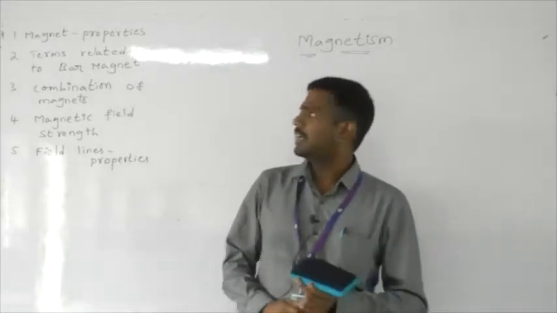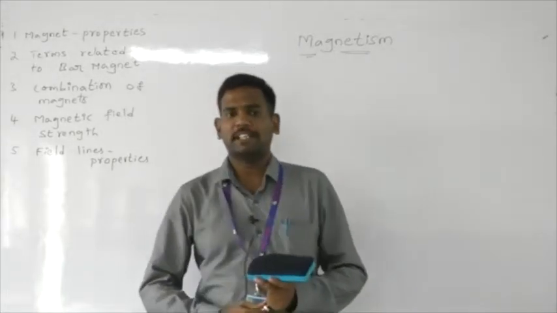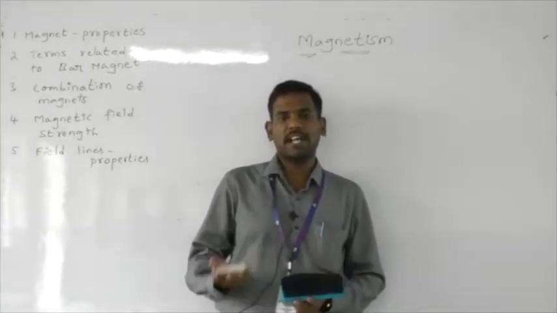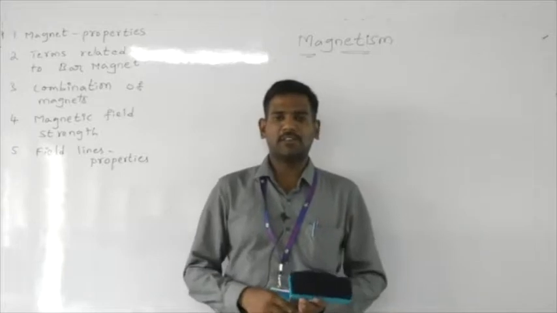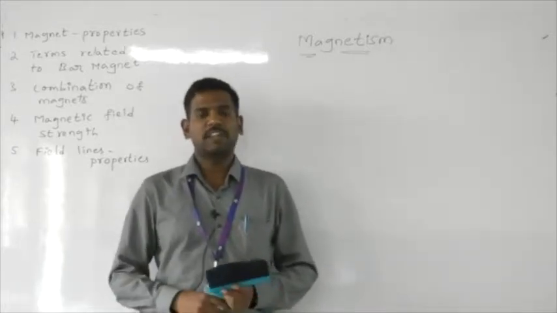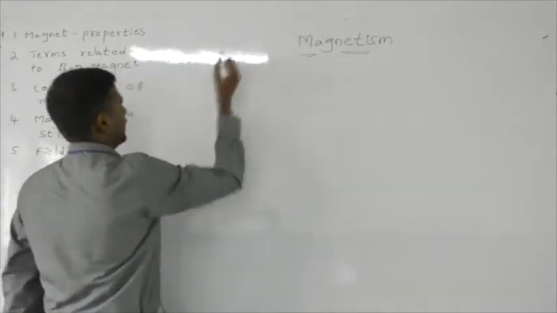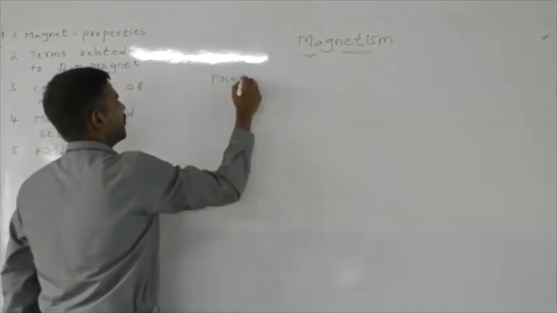Let us start now. Let us know what is the meaning of magnet. What do you mean by magnet? The magnet is nothing but the substance which can attract the magnetic materials like iron, cobalt, nickel. So it will have properties like attractive property and directive property. What are the main properties of magnet?